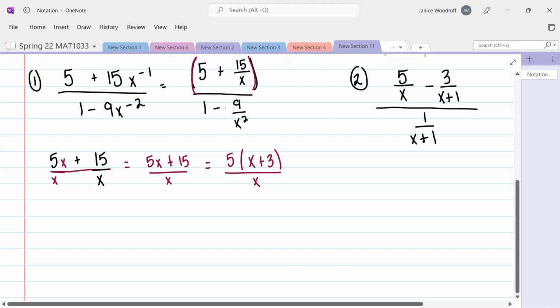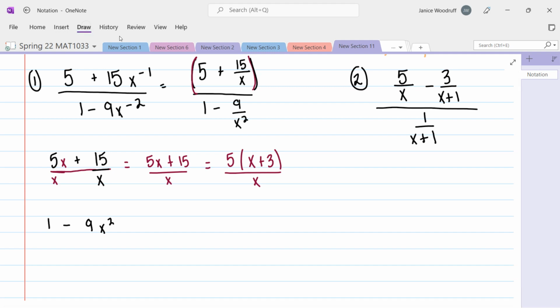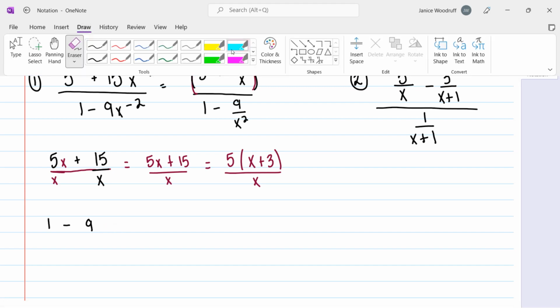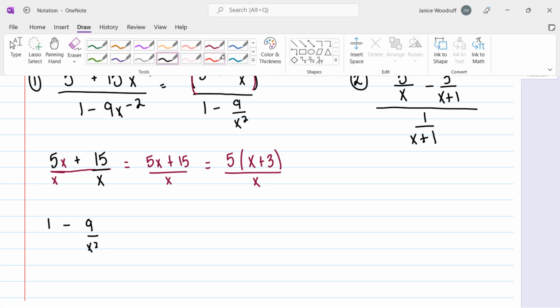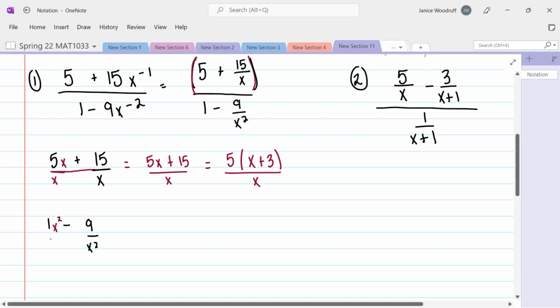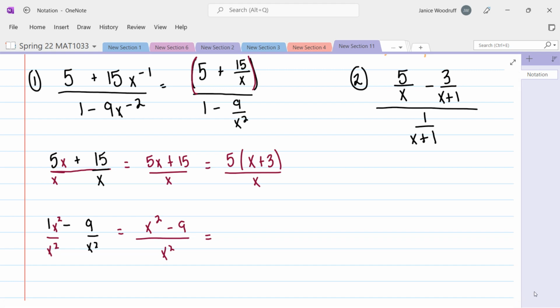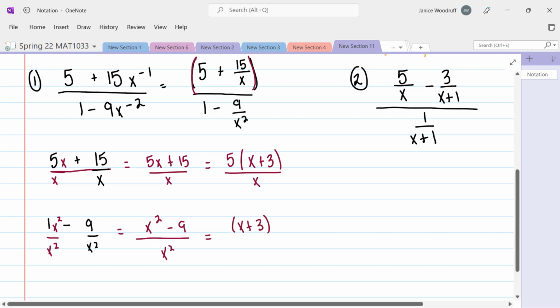All right, then let's go back to 1 minus 9 over x squared. Oop, not 9x squared, 9 over x squared. So that would be a common denominator of x squared. So we would multiply this first fraction by x squared. So then this ends up being x squared minus 9 over x squared. And x squared minus 9 is going to factor to what? Yeah, x plus 3, x minus 3. We'll put that over x squared. Okay, so that is a simplification of this denominator here.